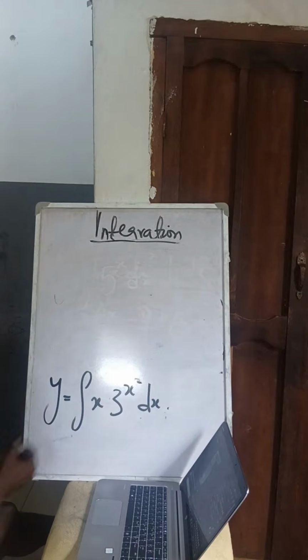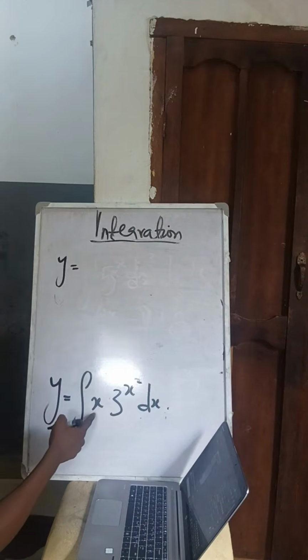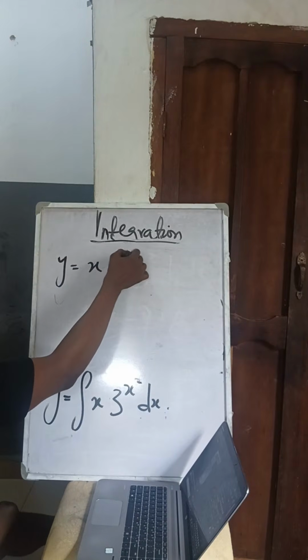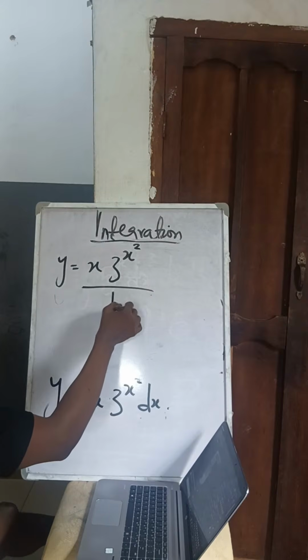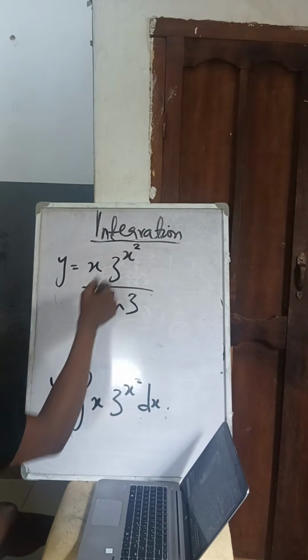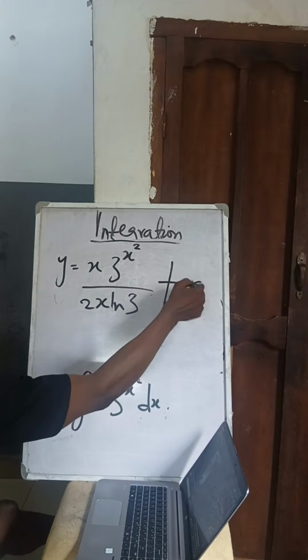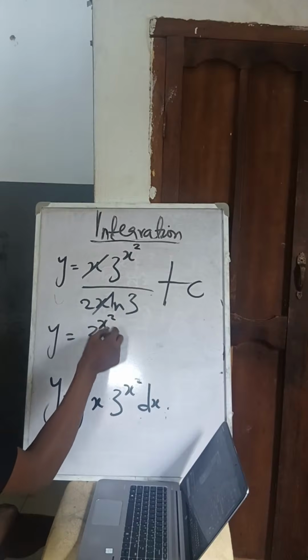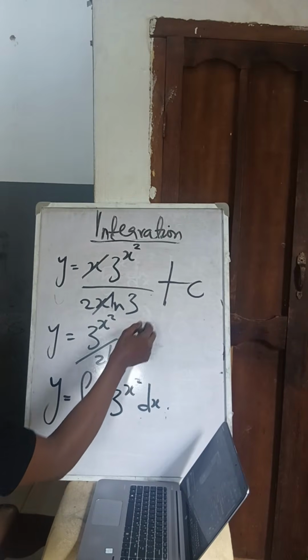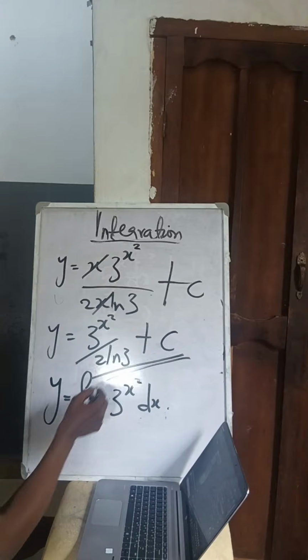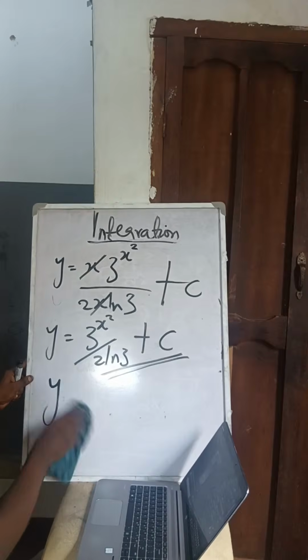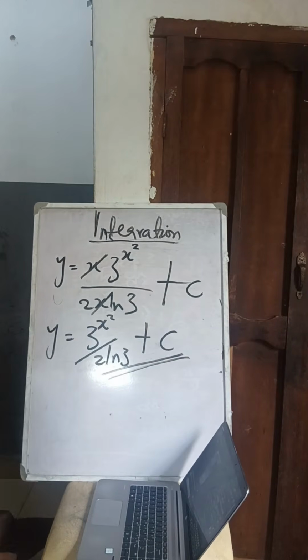All right, so what you do is this. To integrate this, keep this 3^(x squared), keep it all over, then ln 3, then differentiate x squared, you have 2x. That is the answer, plus c. Can this cancel this? Yes. So y is equal to 3^(x squared) over 2 ln 3 plus c. All right, so that is the answer to that question.